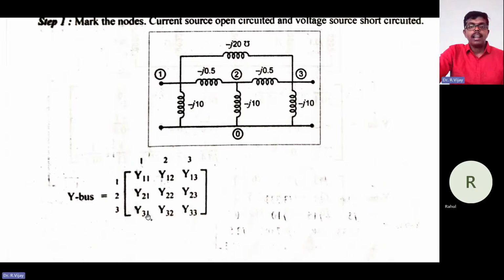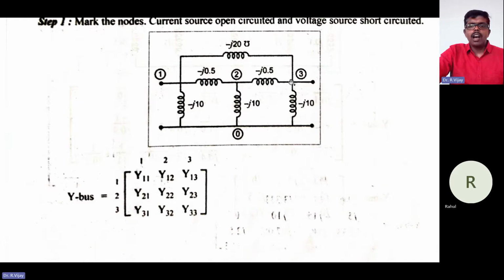Similarly, what is Y31? Y31 is nothing but j into 20, because minus of minus j into 20 is j into 20. Y32 is nothing but Y23, which is minus of minus j into 0.5. That is directly given. So Y23 or Y32.